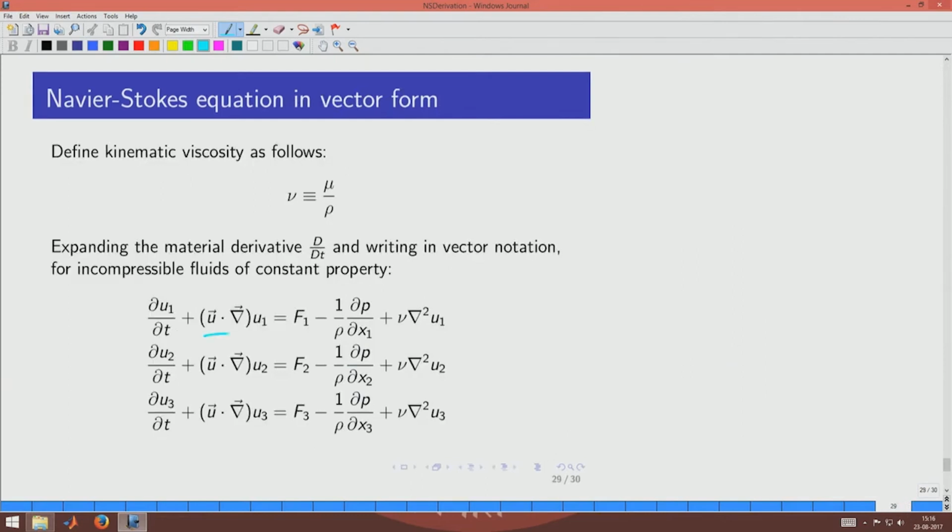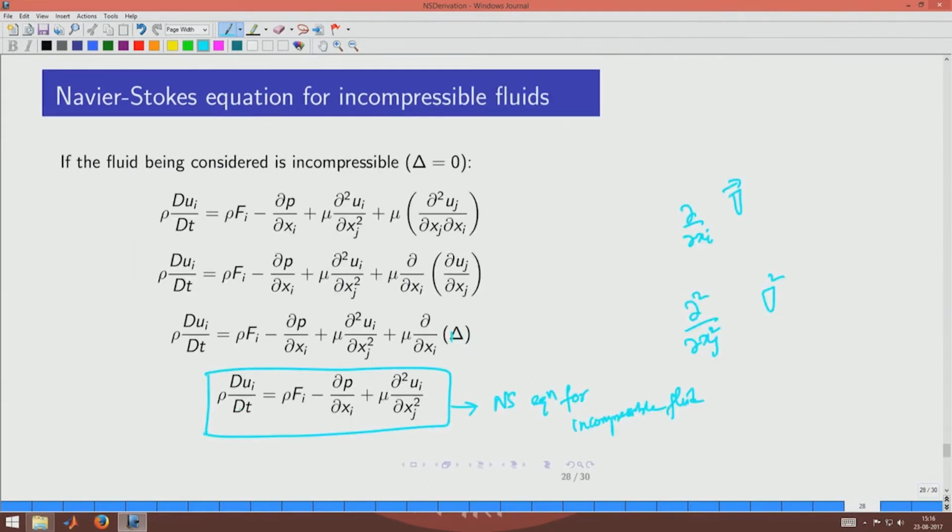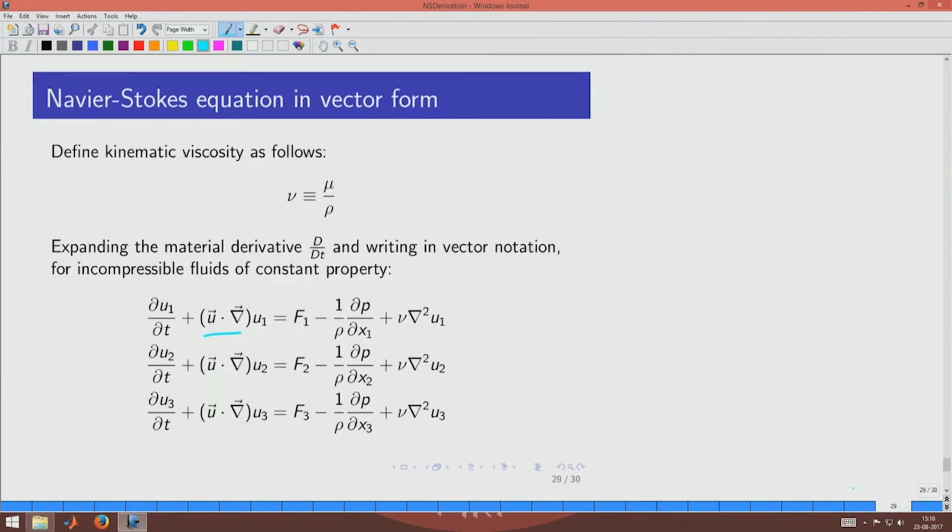We use the vectorial operators, and we have the gradient here. The left hand side has d by dt, the material derivative, which we are expanding, and on the right hand side we have the gradient and Laplacian operators that we use. So, you could see that this now becomes the Navier-Stokes equation for incompressible fluid in vectorial notation.